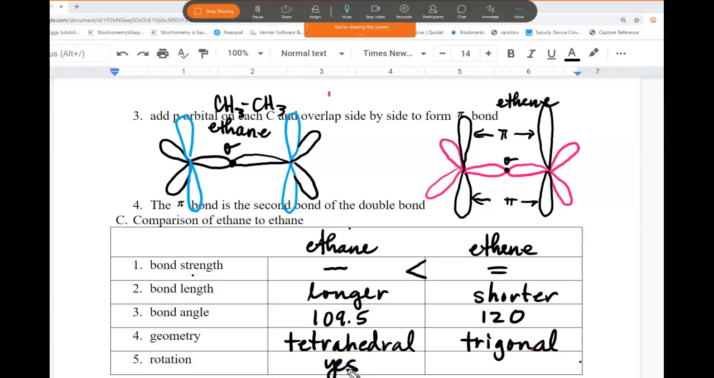And then rotation can happen in the ethane because all you have to do is twist around the single bond. But in the double bond, you can see now there's some above and below the plane of the carbon, so there will be no rotation in this part here.